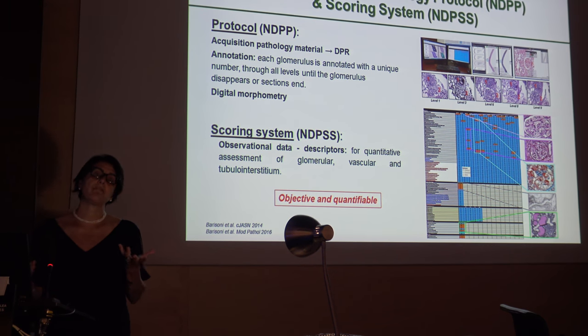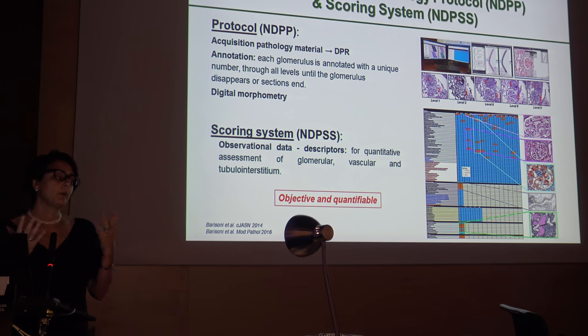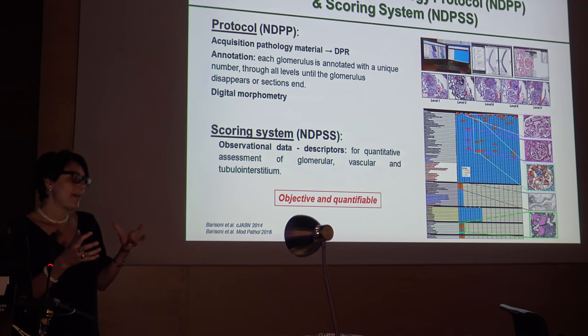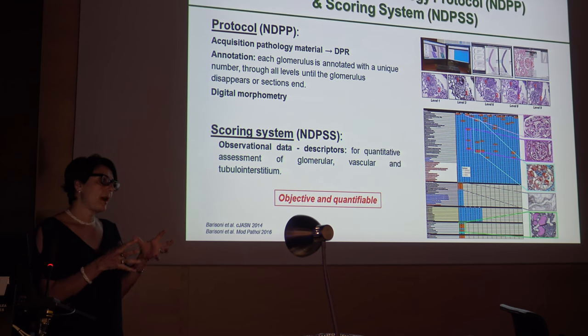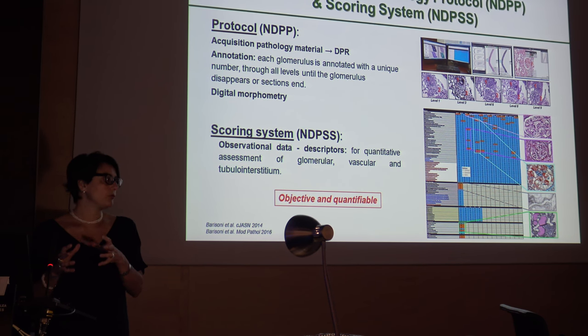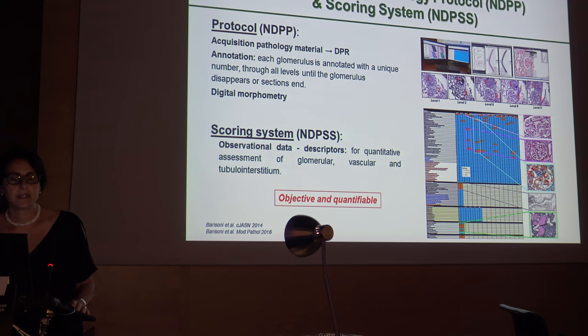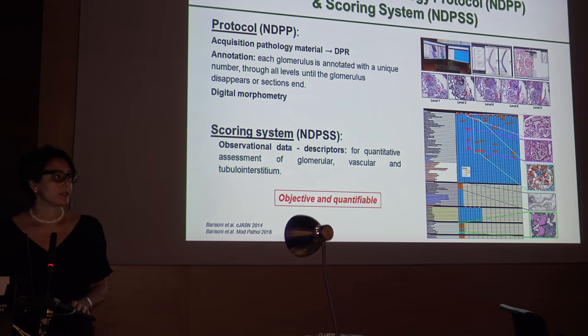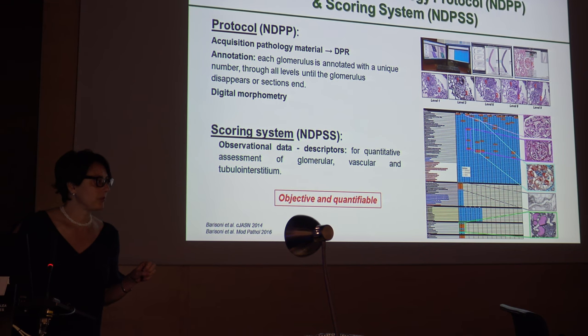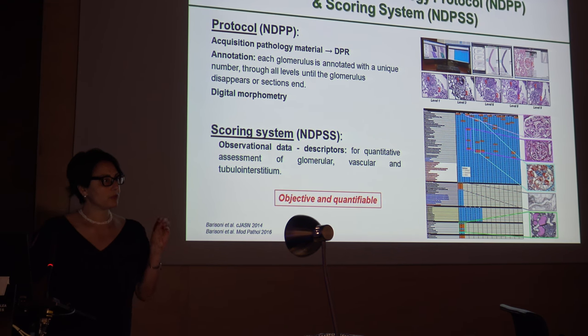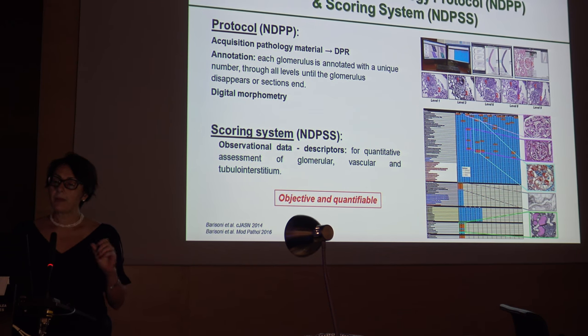So instead of using conventional classification systems, which are holistic approaches and really do not match what we need to do for precision medicine, we apply a scoring system that is based on observational data, what we call descriptors, that capture the individual structural changes. And we collect them in electronic score sheets where we have all our descriptors on this side. Here we have the glomerular number.